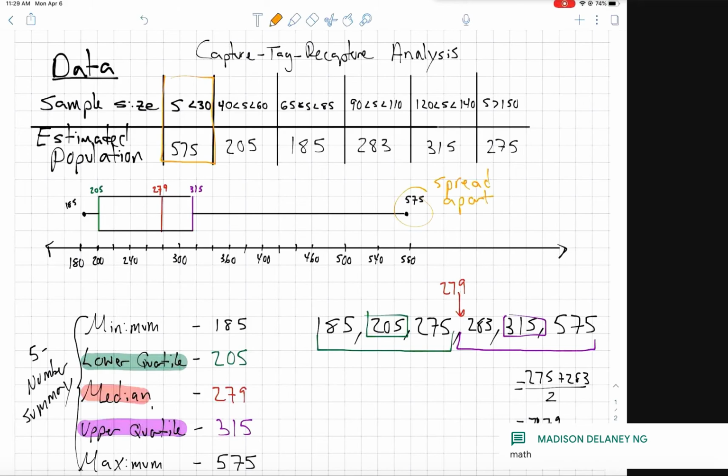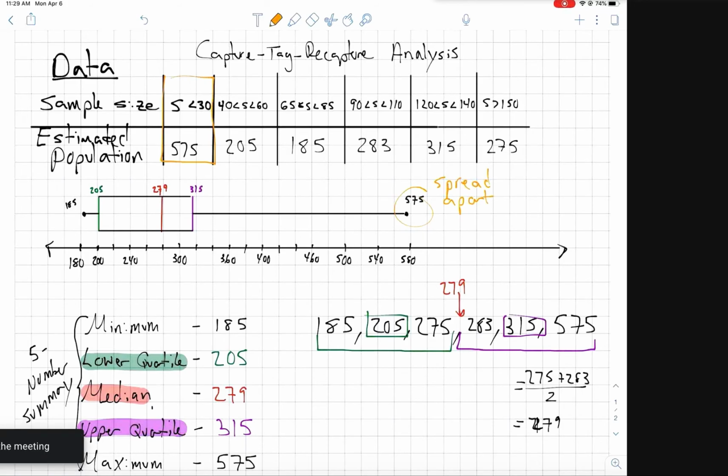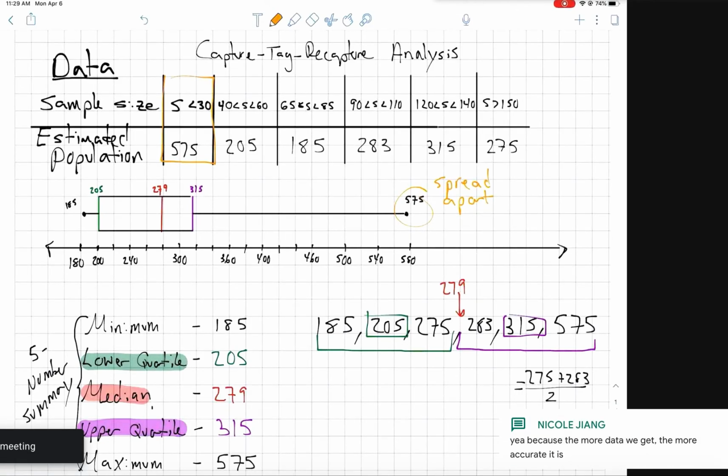We're noticing this 575. There's something happening here that you guys are noticing. It's really spread out. It's far away from the mean. It's far away from the median. It's not near the cluster of data. It's kind of away from everything, and I'm wondering why that happened. Maybe because of their data, like how many tagged fish they got.